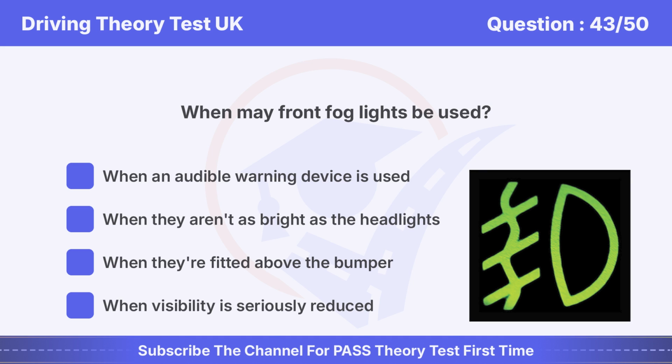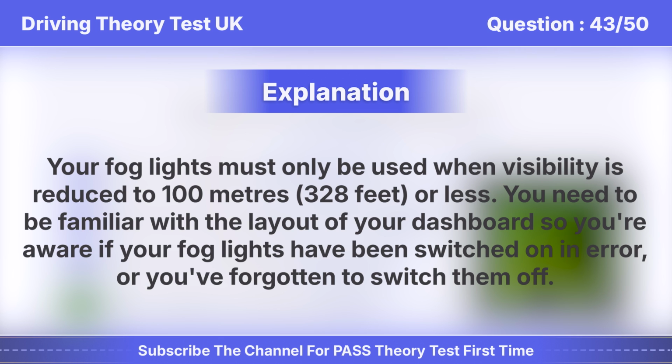Question 43. When may front fog lights be used? Answer is D. When visibility is seriously reduced. Your fog lights must only be used when visibility is reduced to 100 meters or less. You need to be familiar with the layout of your dashboard so you're aware if your fog lights have been switched on in error, or you've forgotten to switch them off.